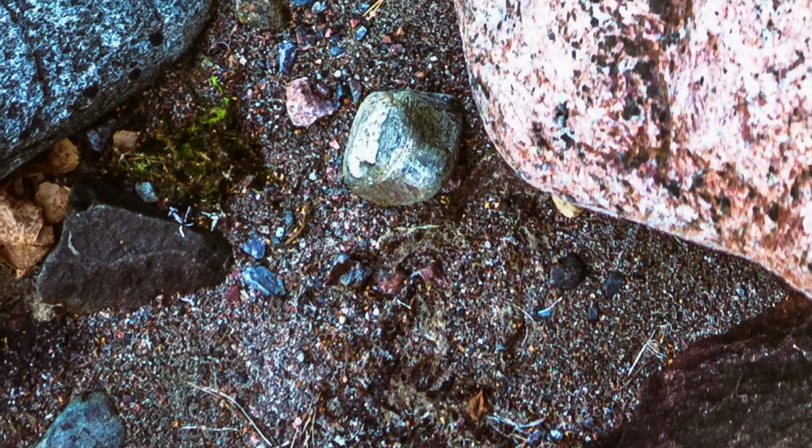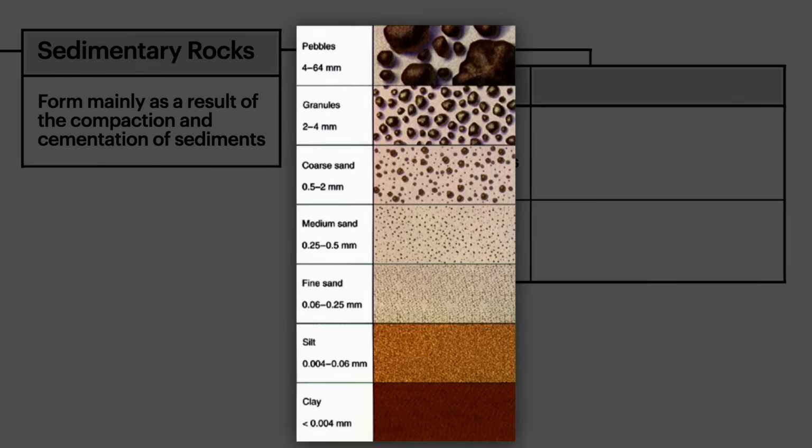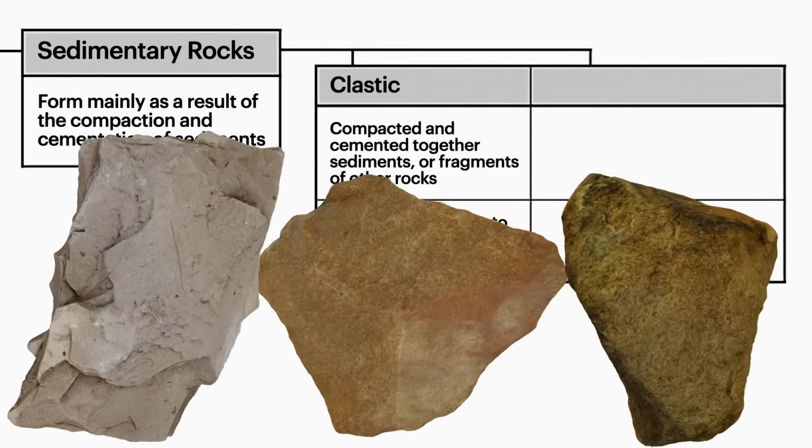We actually classify them into categories based on their size, starting with boulders, which are not on this graphic, all the way down, cobbles, pebbles, all the way down to clay. And that's important when you look at sedimentary samples, is to understand that they're going to look very different depending on how big the sediments are. So here are a few examples of clastic sedimentary rocks.